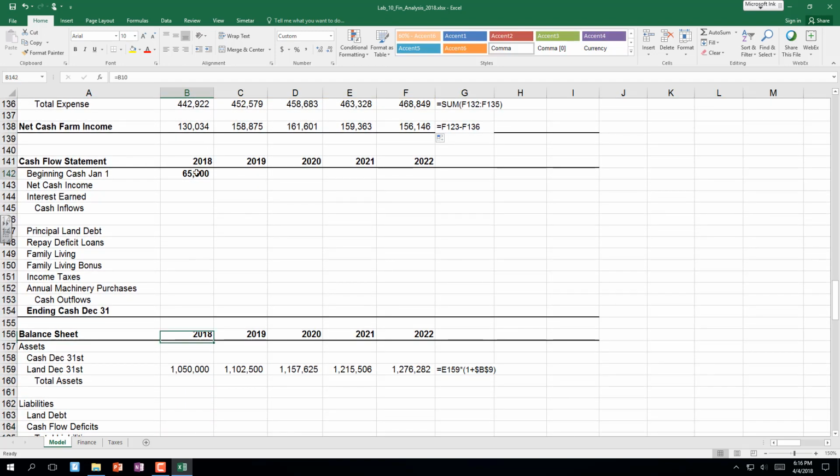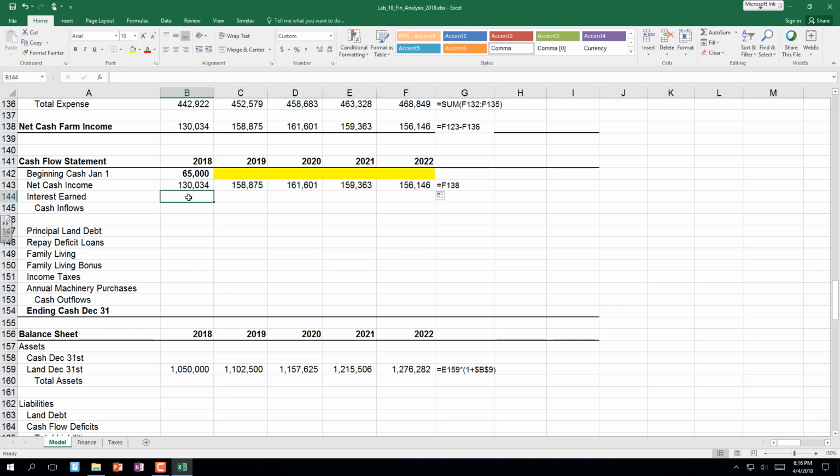The beginning cash, I plugged that in. It came from cell B10. It was an input value up there. Remember? And we don't know what to put in here for these cells, so we're going to paint them yellow. My net cash income. So I'm going to have all my inflows of cash right here. So it's equal to that number up there in B138. We'll drag that across.